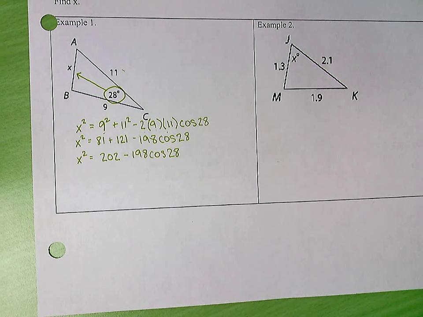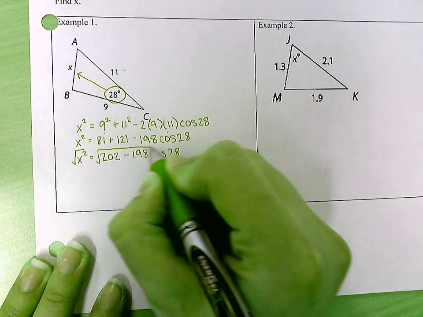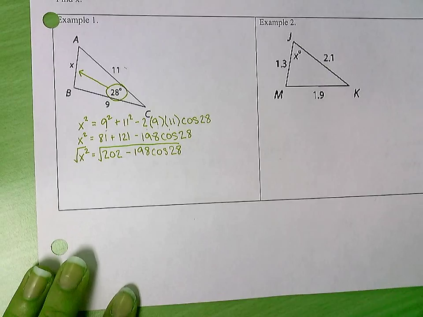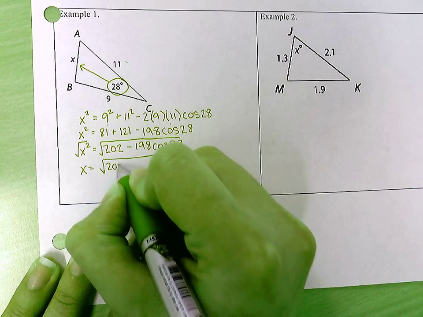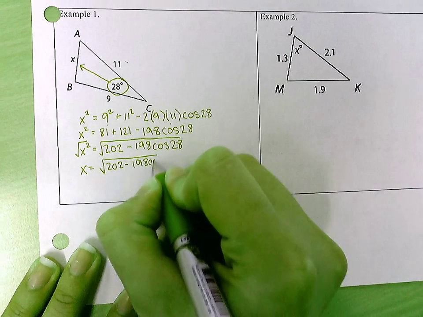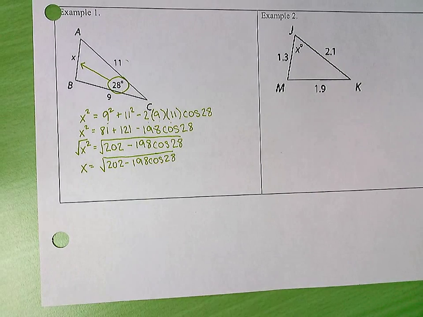So to finish solving for this, I need x by itself. Right now it's x squared. What do I do to cancel out that square? You take the square root. So I'm going to take the square root of both sides. Okay, so I have x is equal to the square root of 202 minus 198 cosine of 28. Okay, and I can plug that into my calculator. So if you have your calculator, let me get my other one.